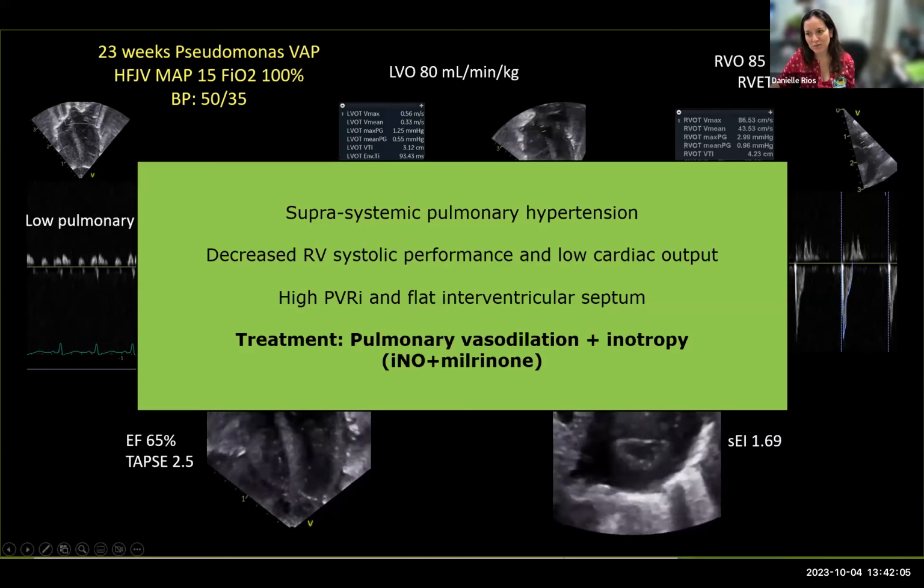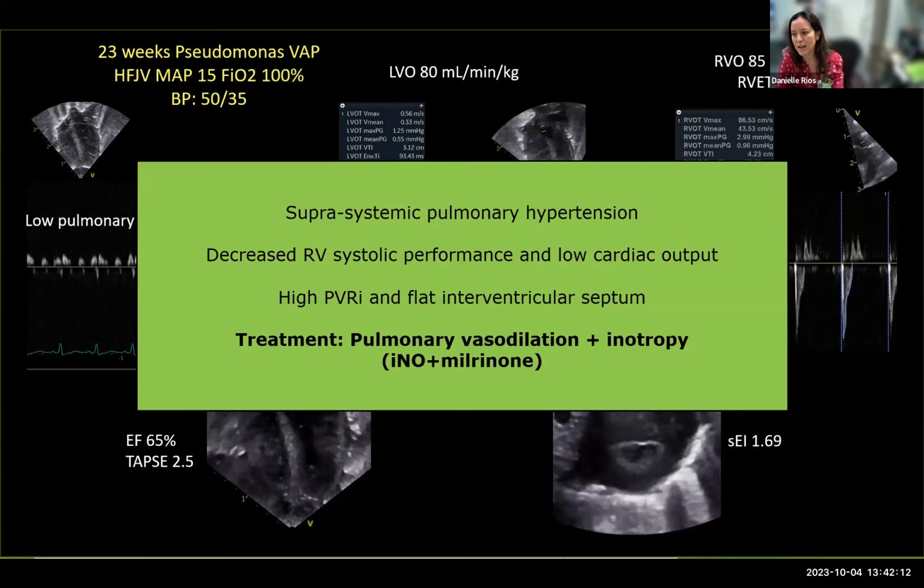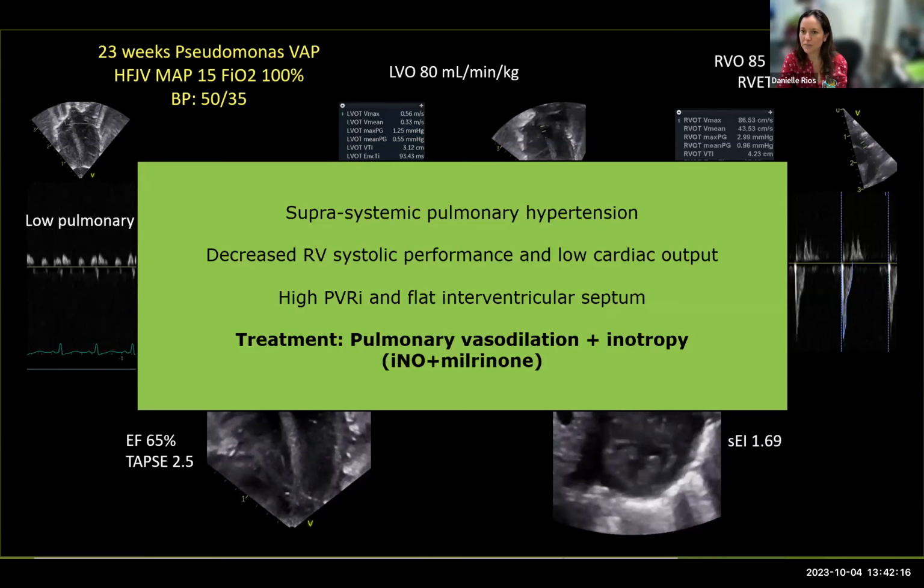Green means go. You have suprasystemic pulmonary hypertension, decreased RV systolic performance, and low cardiac output with a high PVRI and flat septum. So baby needs some pulmonary vasodilation and inotropy.